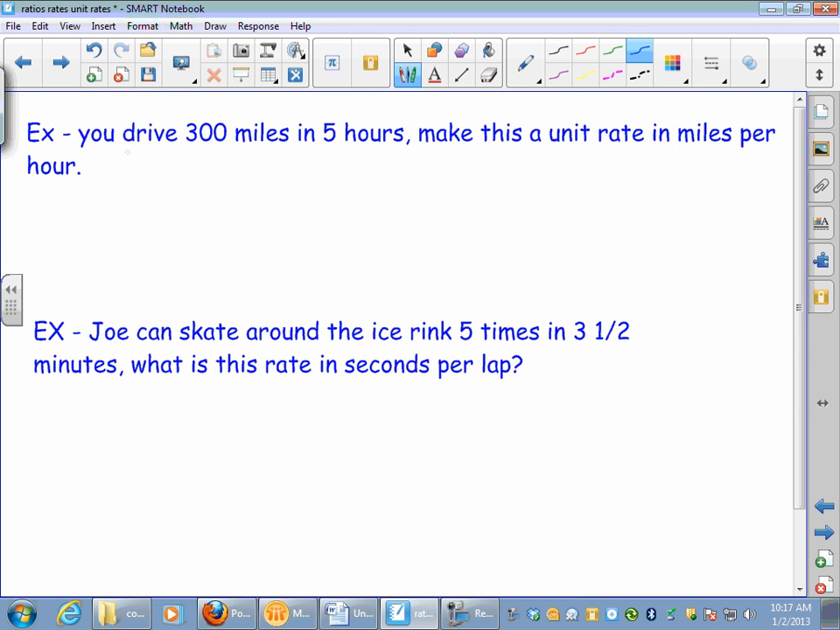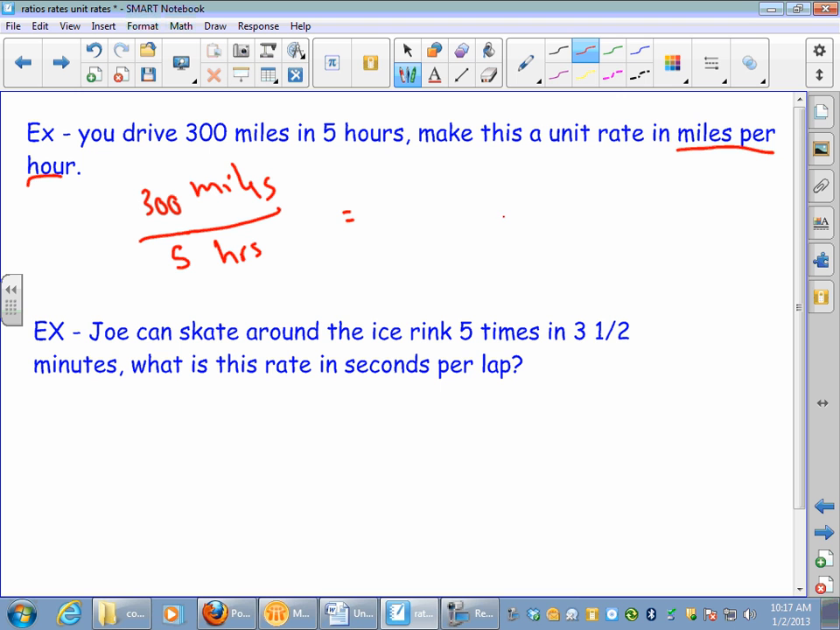Okay, here's another example of that. You drive 300 miles in 5 hours, make it a unit rate in miles per hour. This is my key right here. They want me to do this in miles per hour. So that means when I set this up, I have to put miles over hours. Well now that's easy. I can look up here. I went 300 miles, so that goes with my miles, in 5 hours. So that goes with my hours. There's my rate. Now they did want me to make this a unit rate.